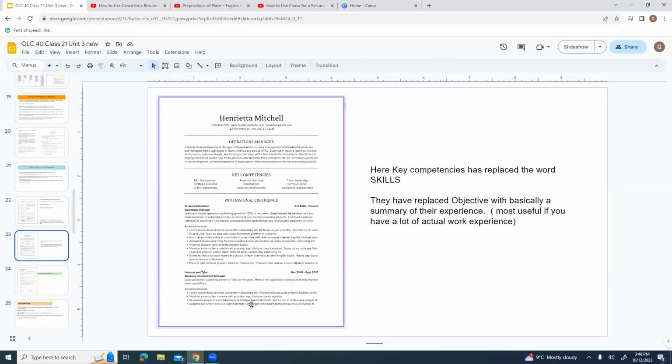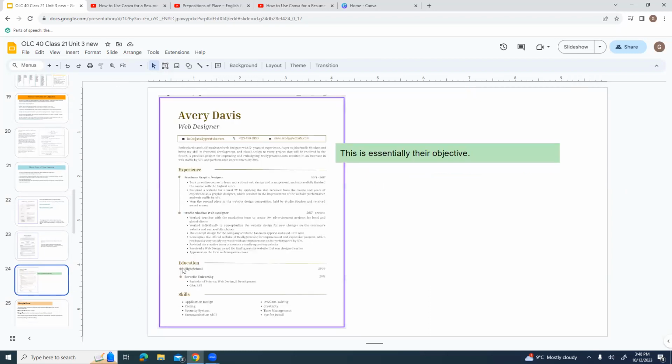Hang on. Here's another. Oh, yep. This is the example I wanted to show you. I like this one a lot. Nice and simple, nice and clean. They haven't labeled this, but this is essentially their objective. They've put their contact info and turned it into a little header. That's kind of cute. Experience, education, skills down here. You might even split this spot up and have skills over here and interests over here. This is a nice one too. I think it's really simple.